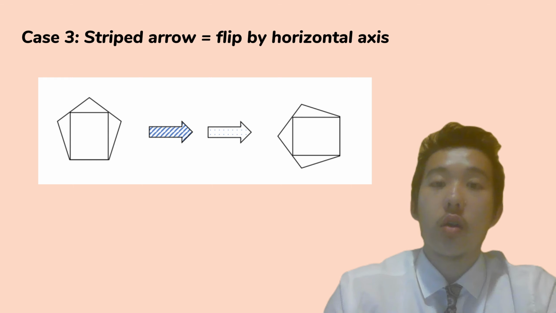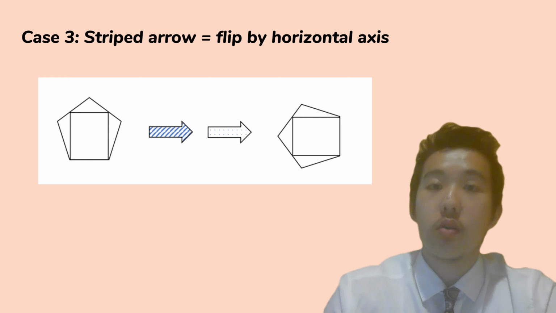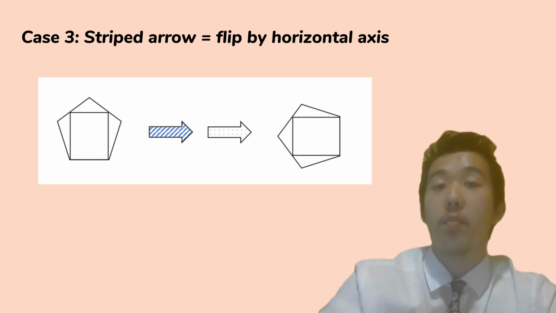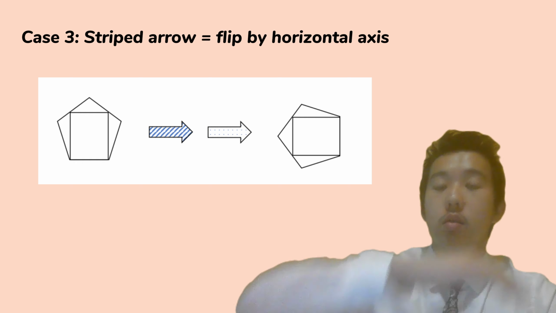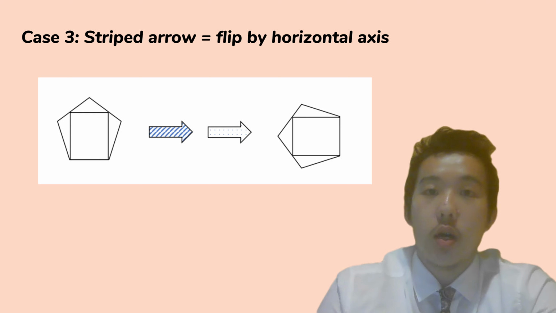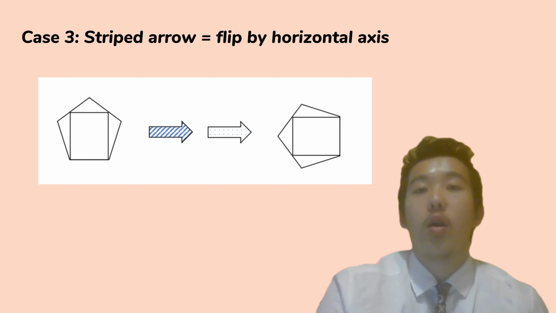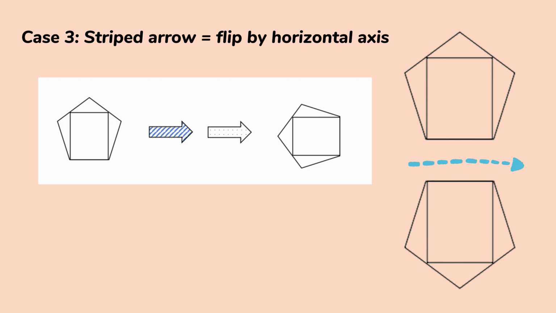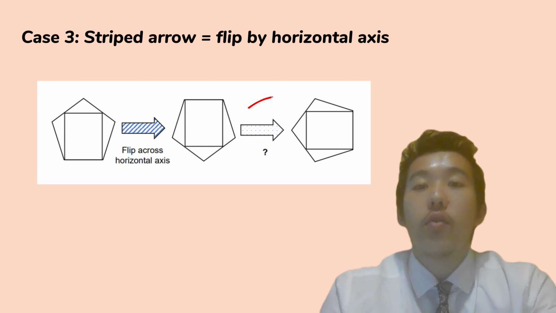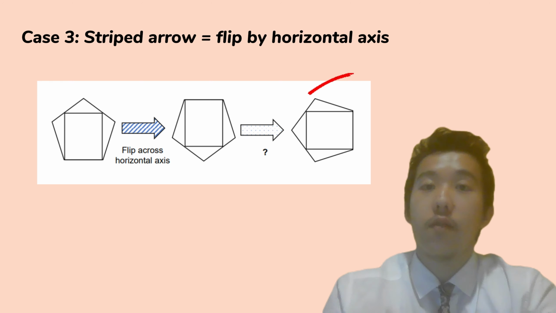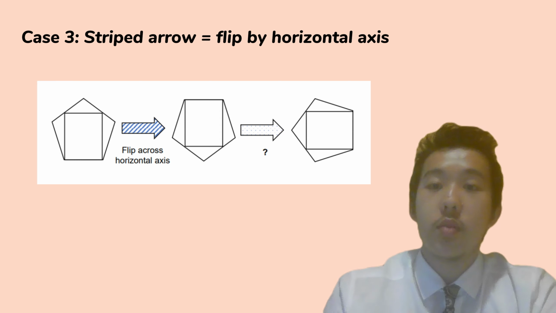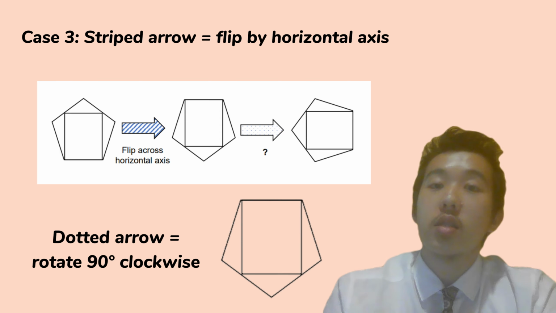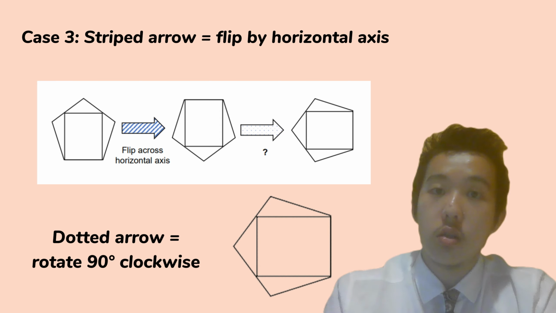To start off case 3, we're going to assume that a striped arrow means flip across the horizontal axis. So remember, before it was vertical, now we're going to say that it's horizontal axis flip. Okay, so again, looking at the third image, we have a striped arrow applied first to the original design. Now that's going to flip it across the horizontal axis, as we can see over here. The dotted arrow is then applied, which results in this final design. Now it's evident from this image again that the dotted arrow is 90 degrees rotation in a clockwise direction.